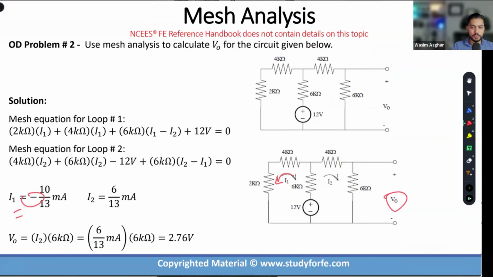We were interested in V0. V0 was simply the voltage drop across 6K resistor. The voltage drop across 6K resistor was I2 times 6K. As simple as that. So we've unlocked this. Right? This is a level of understanding that we need to have in order to be comfortable dealing with problems involving KVL, KCL, and KVL and KCL, as you know, forms a basis of circuit analysis. Everything else, Thevenin, Norton, superposition, source transformation, they're all based on fundamental Ohm's law, KCL, KVL.